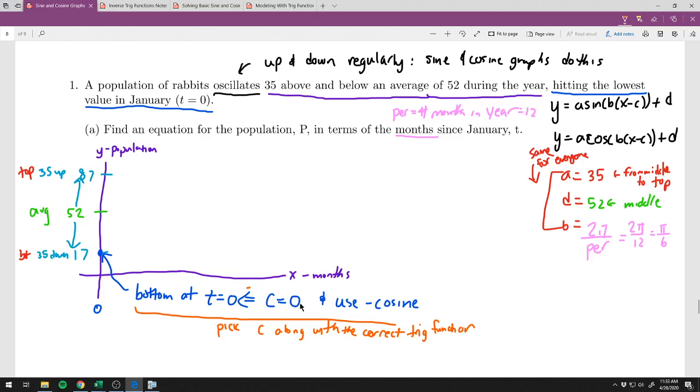All right, so we're picking C equals 0 with negative cosine, and we're plugging in our A, B, and D. So we get y equals negative A, 35, cosine, B is pi over 6, x minus 0. Once again, you don't have to put the 0 there because it's 0. Plus D, which is 52. And if you want to clean this up, just get rid of that minus 0. You can do that. But that is our equation.